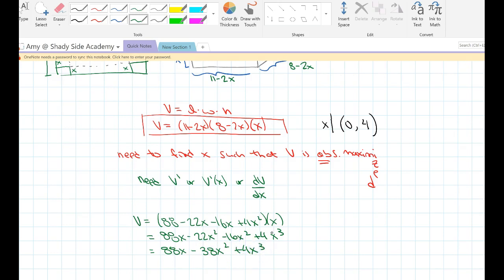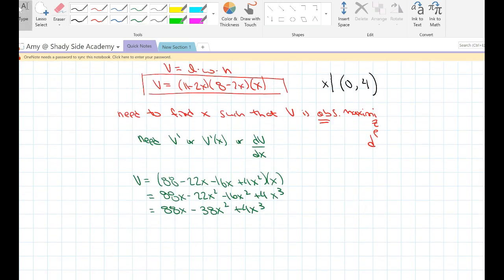That was relatively painless math to do, and I did that because the payoff is pretty grand. That's V. I'm going to take V prime. V prime will equal 88 minus 76x plus 12x squared, okay? Not forgetting that I only care about this interval here. There are no critical points where V prime does not exist.